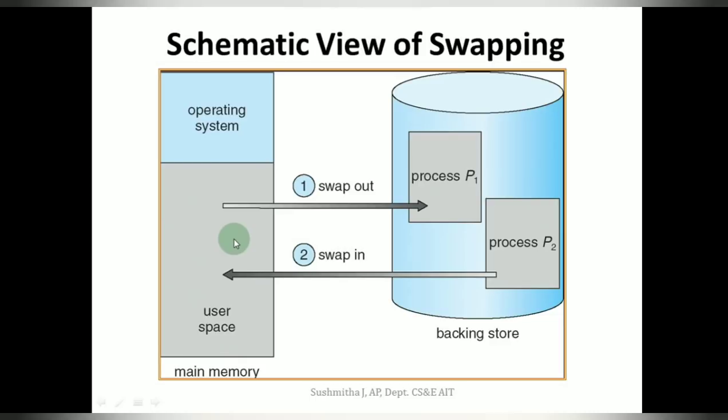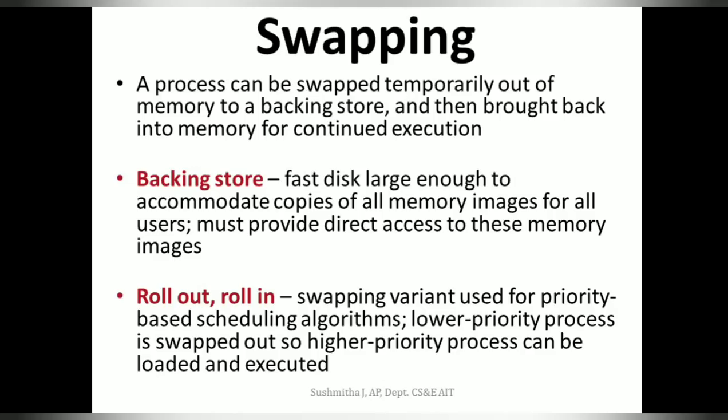The other small variation we have to this swapping process is roll out and roll in, where the swapping is done based on the priority. So if there is a higher priority process that is waiting to be loaded, then we swap out the lower priority process, and here we call the action roll out and roll in.